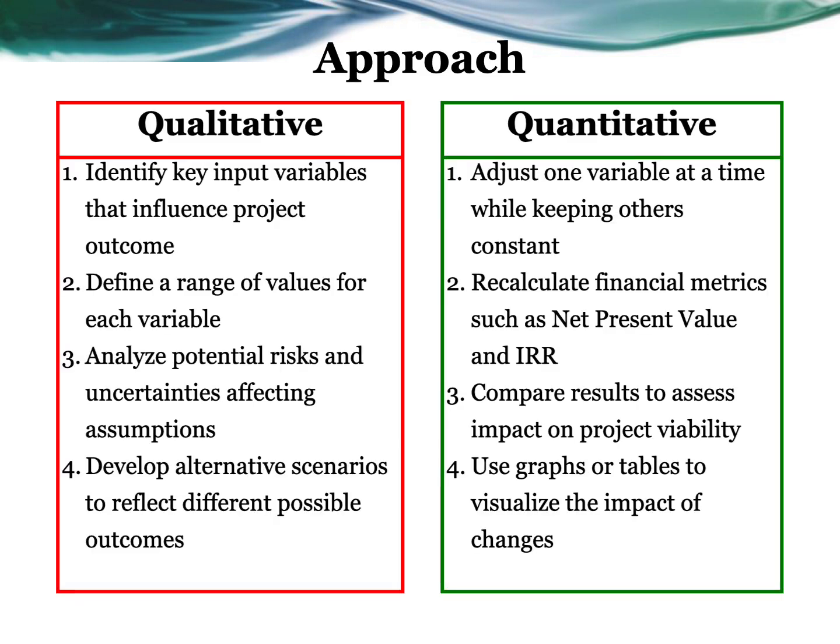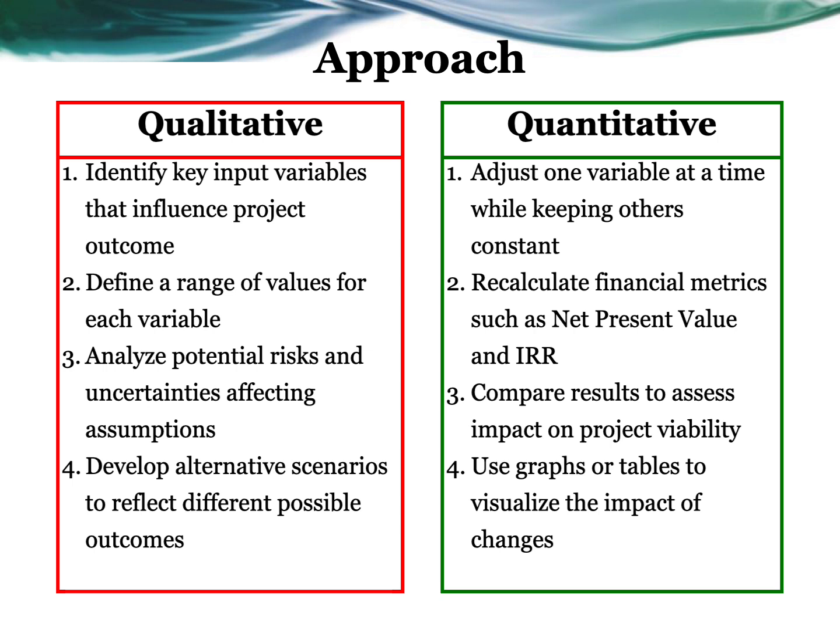Here is the step-by-step process: qualitative approach and quantitative approach. For the qualitative approach, we need to identify key input variables that influence project outcome, define a range of values for each variable, analyze potential risks and uncertainties affecting assumptions, and develop alternative scenarios to reflect different possible outcomes.